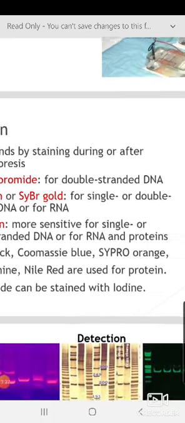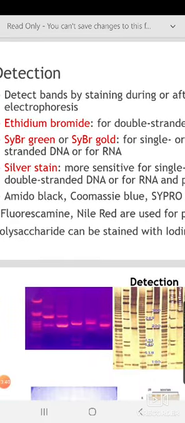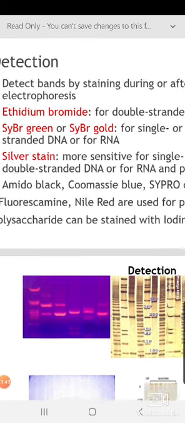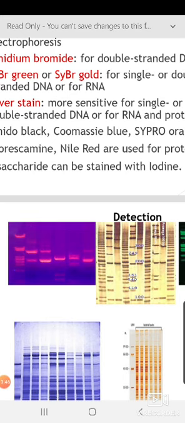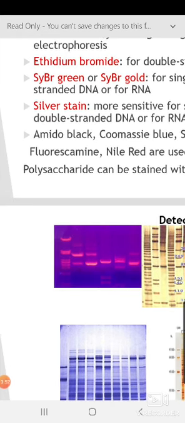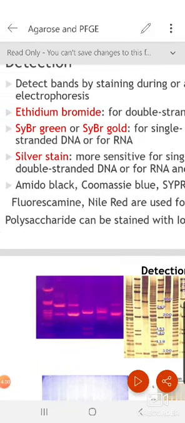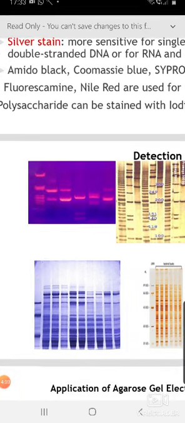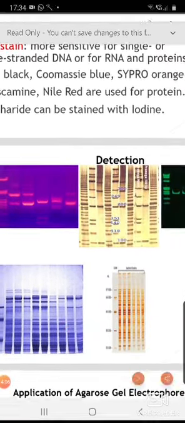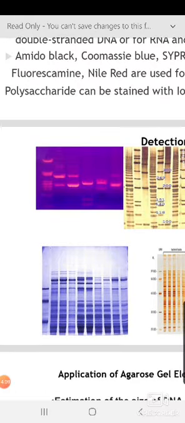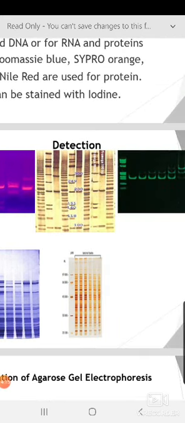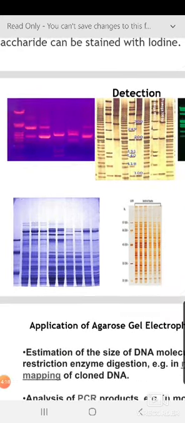SYBR Green or SYBR Gold can be used for single or double-stranded DNA and RNA. We can use silver stain, which is more sensitive, for single or double-stranded DNA or RNA. Coomassie blue also can be used. So you can see that there are different types of dyes available: amido black, Coomassie blue, Sudan orange, Nile red. These are used for protein, and polysaccharide can also be stained with iodine. So see the detection. The first one is ethidium bromide stained DNA fragment. This is silver stained. This is SYBR Green. This is Coomassie blue. This is again silver stain.